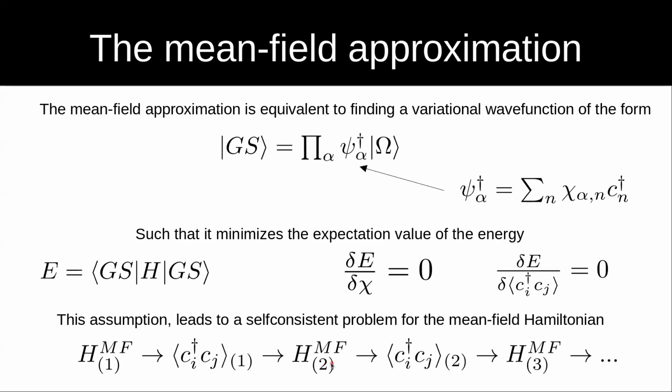Let us now think about a slightly different way of understanding mean field theory. You can actually think that mean field theory is a variational method. And by variational method, we mean the following. Let us imagine that you define a very specific state that we are going to call the ground state as a product of creation operators in state omega. This is by definition a single particle many-body state.